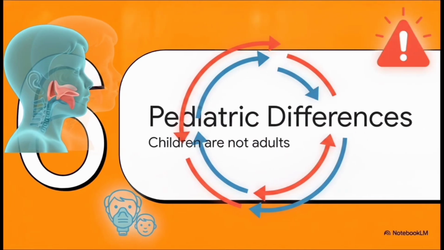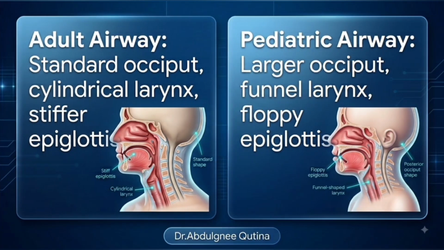Speaking of which, Section 6, Pediatric Airway Differences. Kids are definitely not just small adults. Their airway anatomy forces you to fundamentally adjust your approach. They have a proportionately massive occiput that pushes their neck into flexion, a huge tongue, a funnel-shaped larynx that gets narrowest right at the cricoid, and a really floppy U-shaped epiglottis.